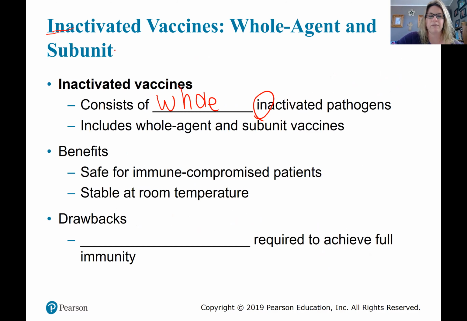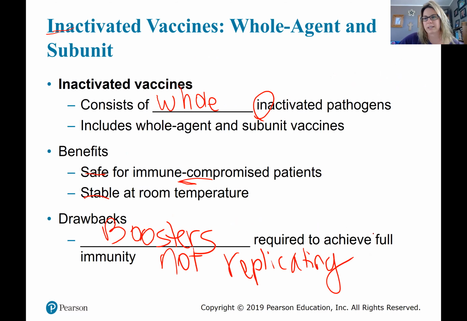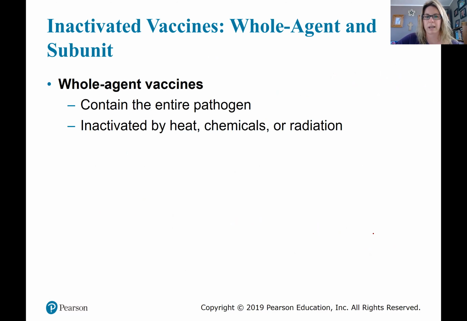Okay, some benefits. These are going to be safer and more stable, safer for immune compromised patients. But the drawback is that you'll need boosters to get the full immunity because they're not replicating. Okay, so you inject X number of cells or X number of virions, that's it. You're not going to get any more until you do the booster again later. So you inject the whole pathogen and they're inactivated by heat or chemicals or some sort of other process.